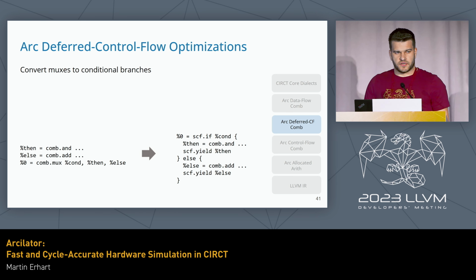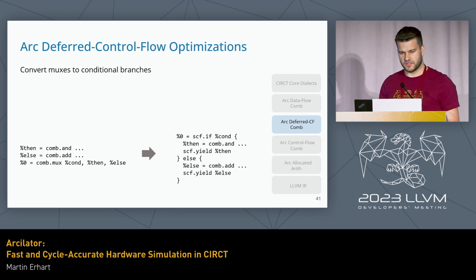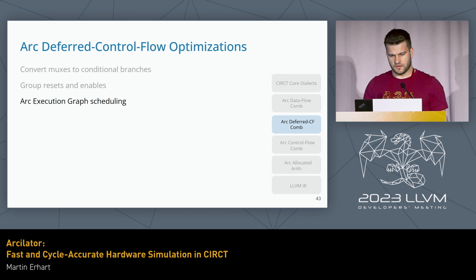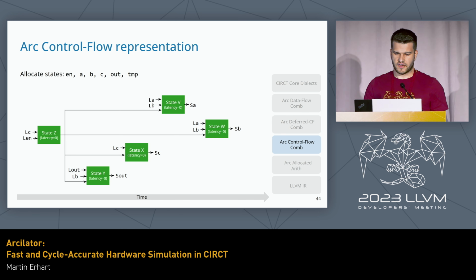Optimizations we can do on this level, or are particularly suited to this level, are converting muxes to conditional branches, which can be helpful if you have a big fan-in tree and you typically only compute one particular one of those, so you could skip a lot of computation there. You could group resets and enables, since many designs just have one or a few resets or enables. And then we schedule the execution graph of the arc states. So you can see time from left to right. So that's the execution schedule that is determined for this example here.